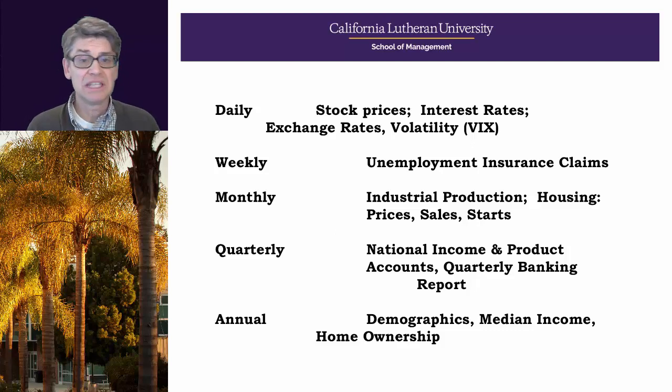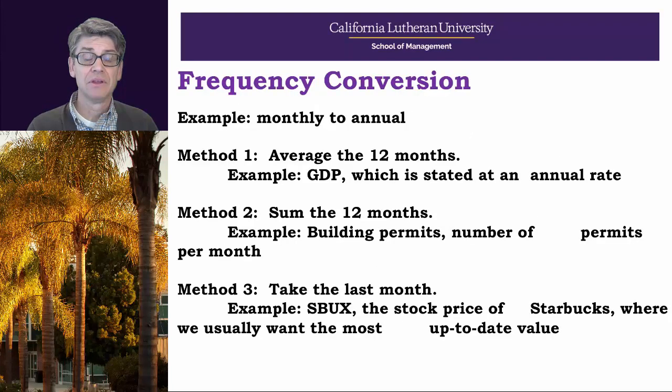We use various frequencies of data, daily, weekly, monthly, quarterly, and annual, when we look at financial and economic data. Sometimes you will want to convert frequencies, so you might have some daily frequency data and you would like to look at it at the monthly frequency. There are three common ways of doing this conversion. You can average the observations from all the days in the month to get the month. You can sum all of the data at the daily frequency to get the monthly number, or you can take the last observation.